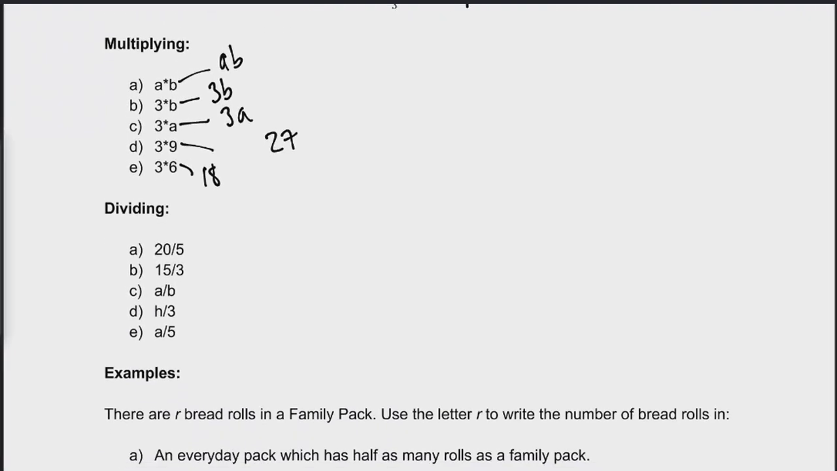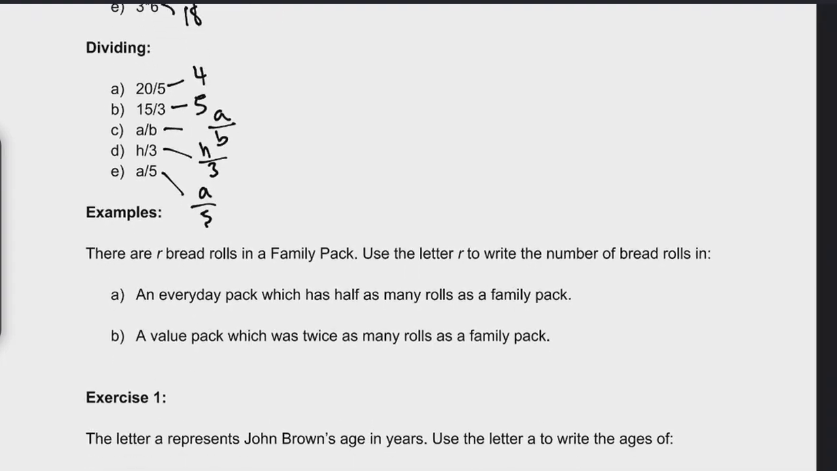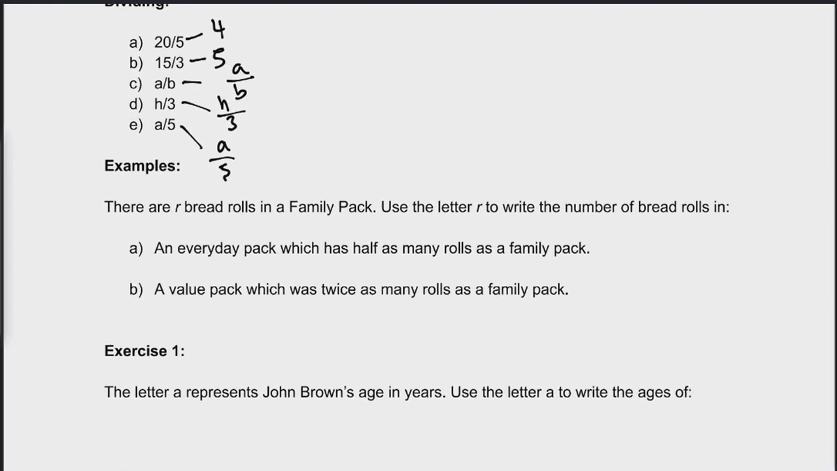Okay, so same thing for dividing. 20 divided by 5 is going to be 4. 15 divided by 3 is going to be 5. A divided by B is going to be A over B. H divided by 3 is going to be H over 3. And A divided by 5 is going to be A over 5. Okay, so now all the notation is sorted out, let's get on to some examples.